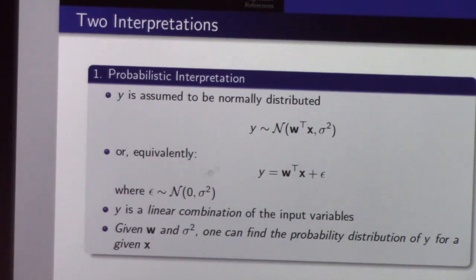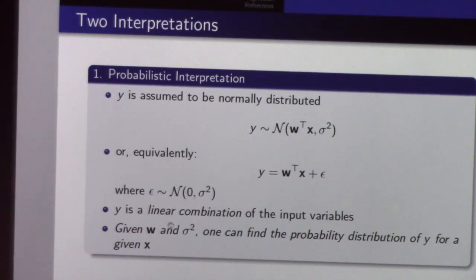Or we can also think of it as we assume that y is w transpose x plus some noise, which is centered at 0. We also call it white noise. It's centered at 0 with some sigma square. So y is a noisy linear combination of input variables.